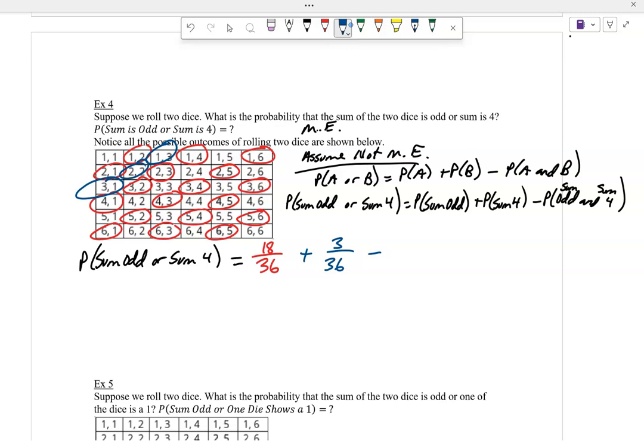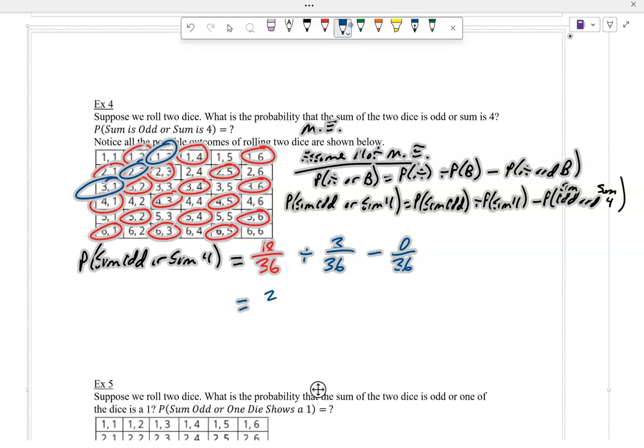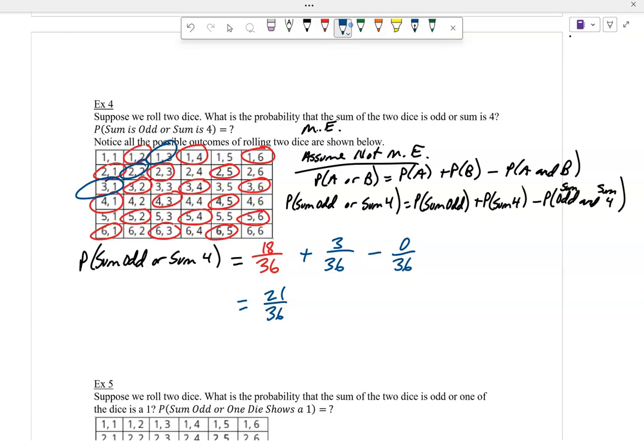How many of these are sum odd and they sum up to 4? There's no crossover. That's why this is mutually exclusive. There's none that are the same. I didn't double count anybody, right? So there's 21 out of 36, or 7 out of 12, or 0.583 repeated. That's the probability that the sum is odd or that they sum up to 4 when I roll 2 dice.